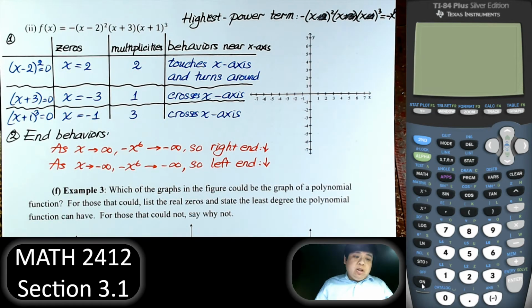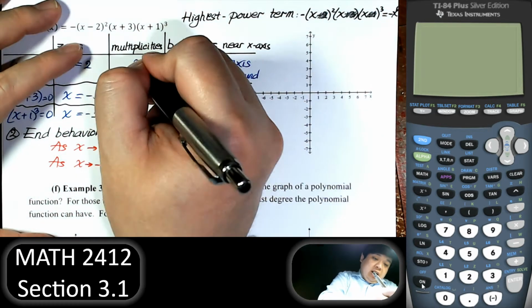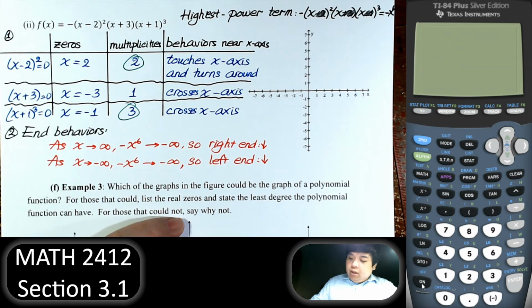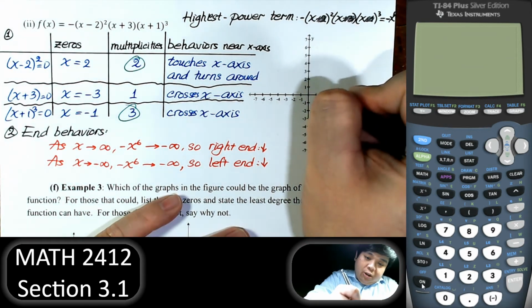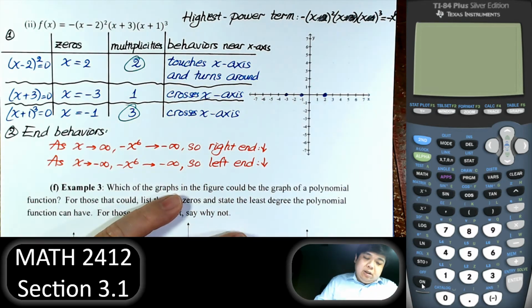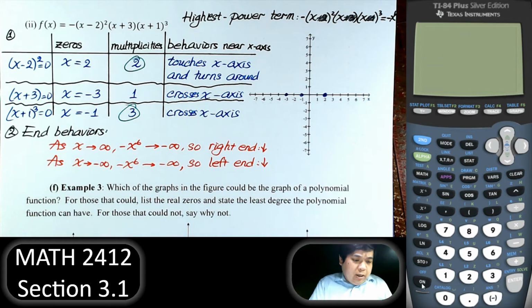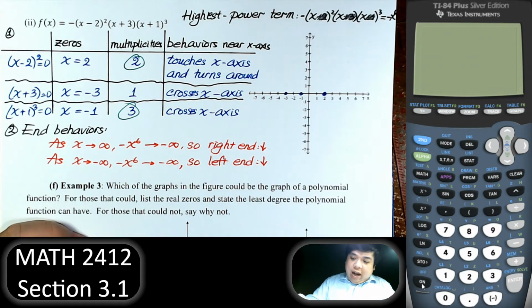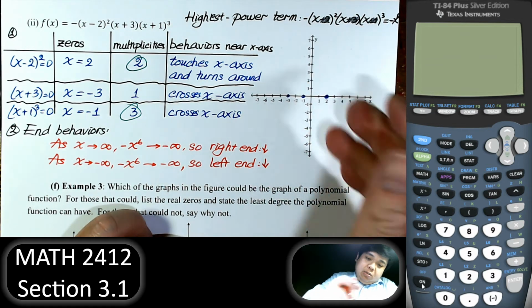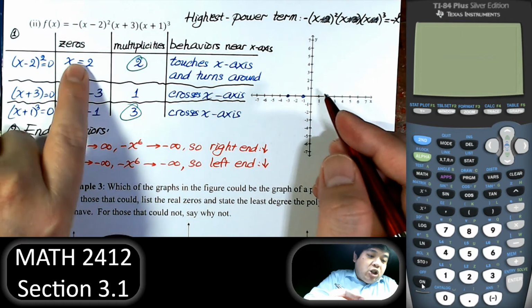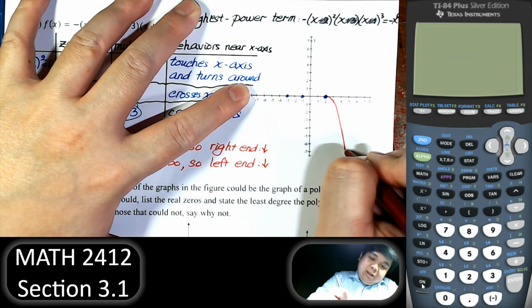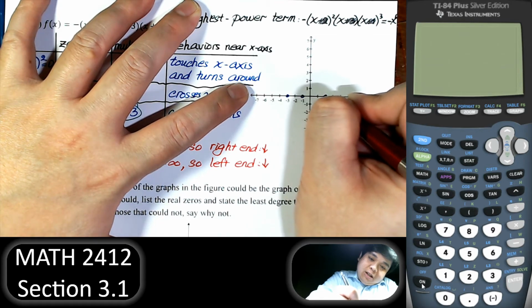Right, now put all of this together. Before we do that, multiplicity of 2 and 3, so those will tend to be flat. We have zeros at 2, -1, and -3. The right end goes down, so it goes down here as it goes to the right. But at 2, it's going to touch the x-axis and turn around, so we're going to have it like this. Touch the x-axis and turn around.